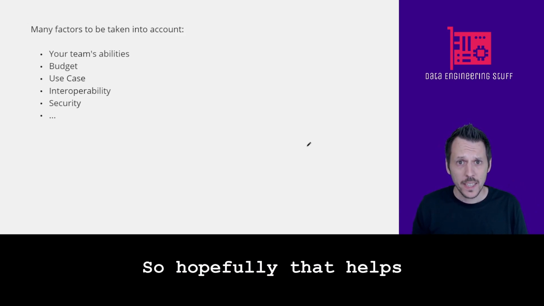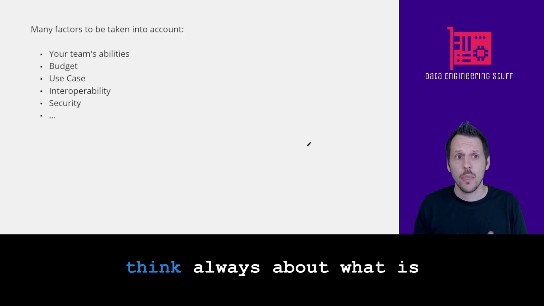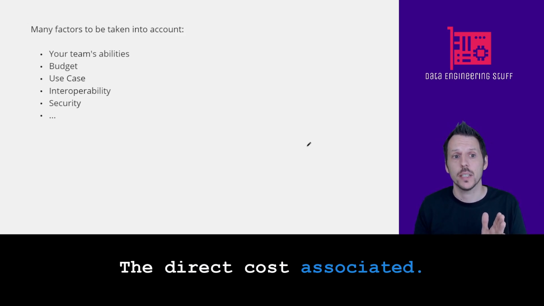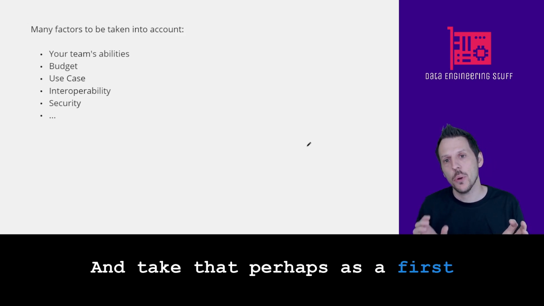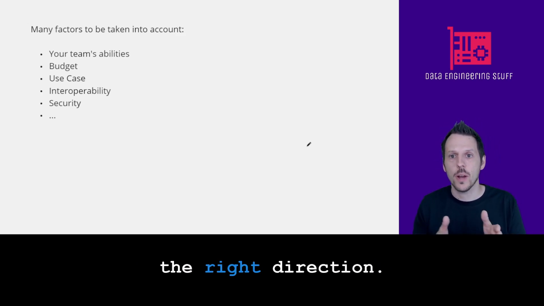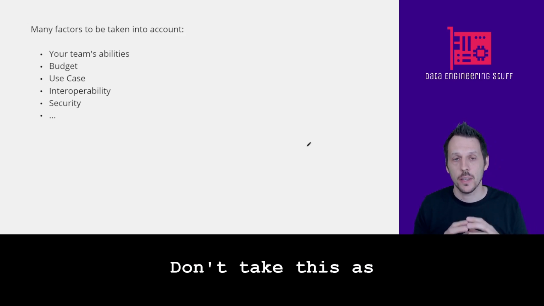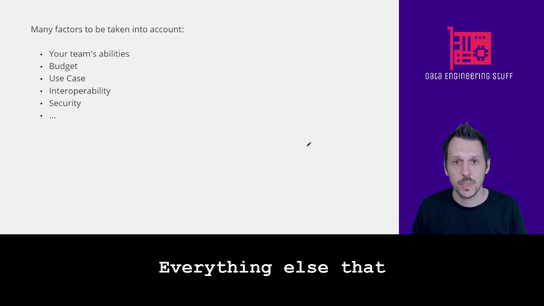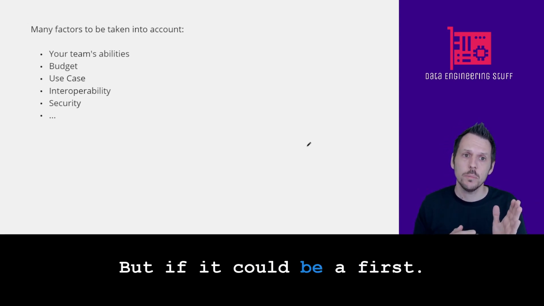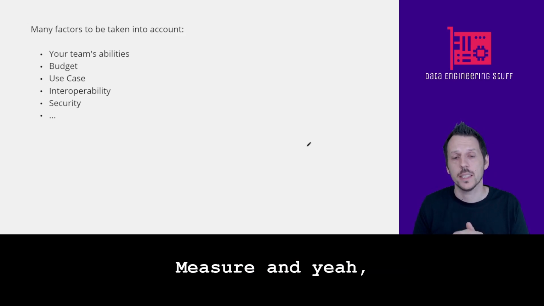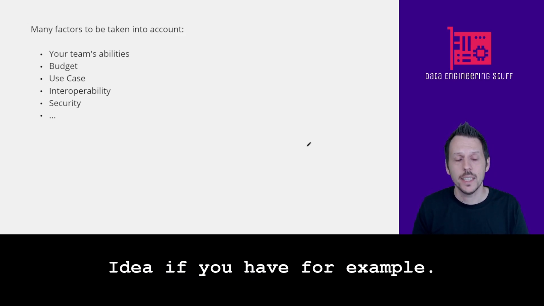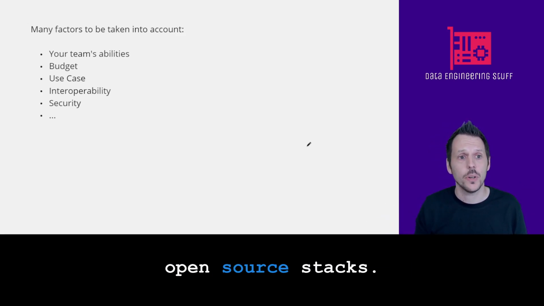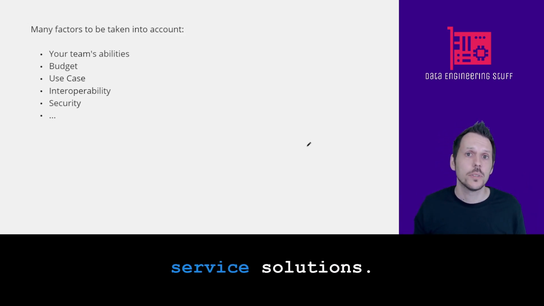So hopefully that helps. Think always about what is the convenience, what is the direct cost associated, and take that perhaps as a first starting point to go in the right direction. Don't take this as the full truth. You have to take into account everything else that is relevant, but it could be a first measure, and perhaps a first idea if you have, for example, to look for data warehouses, if you have to look for open source stacks, or you go for the full service solutions.